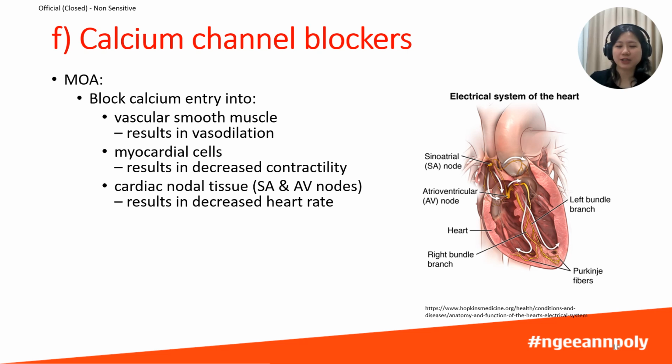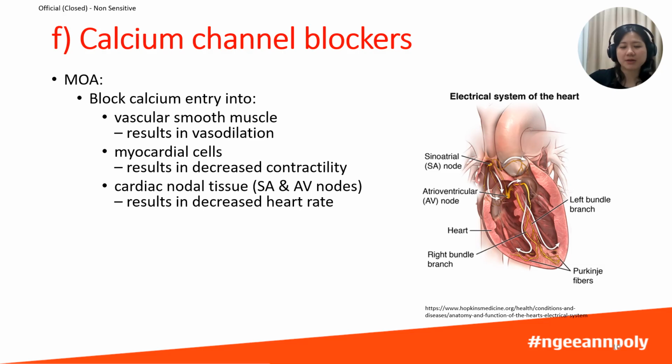Another class of drugs which is used in hypertension are the calcium channel blockers. Now, calcium is required for muscle contraction. So calcium channel blockers block the entry of calcium ions into vascular smooth muscles, and this results in relaxation of the smooth muscle, which results in vasodilation. They also block calcium entry into myocardial cells, and this results in decreased contractility of the heart.